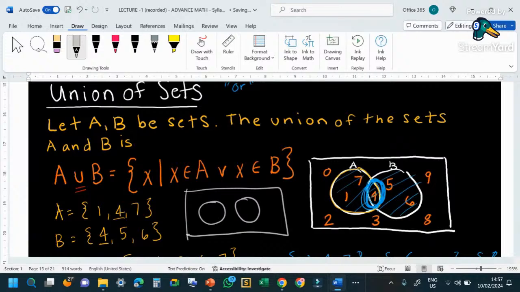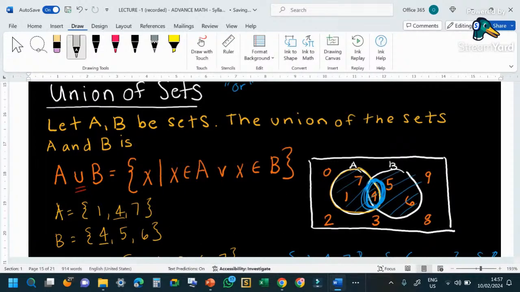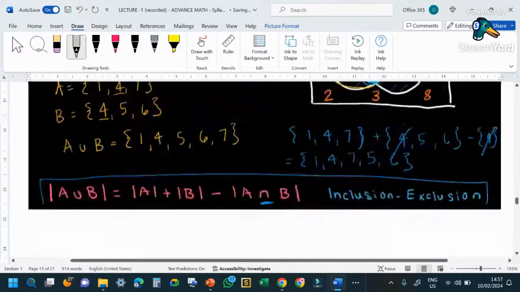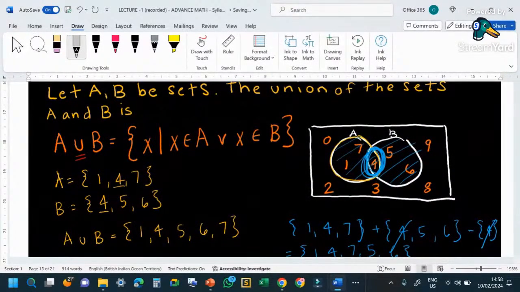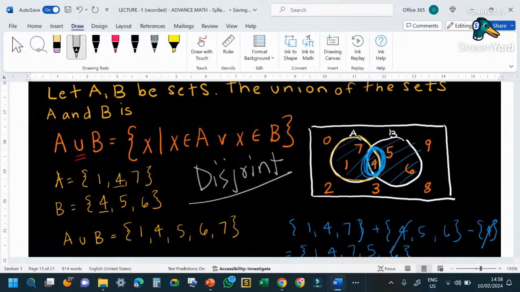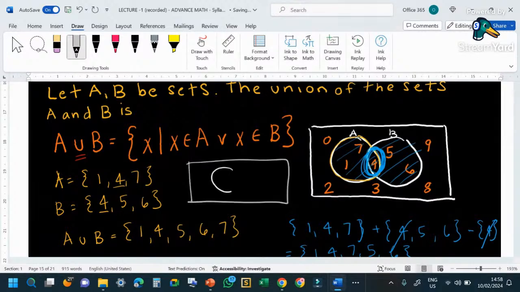Two circles inside the universal set. And if that happens, then it says disjoint. They are called disjoint sets, disjoint because they did not join each other. But if you have the universal set and there are common elements, then there is union. All right.